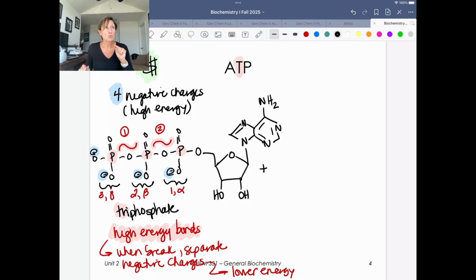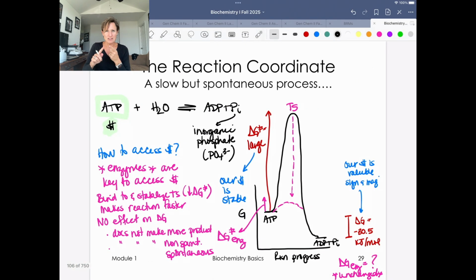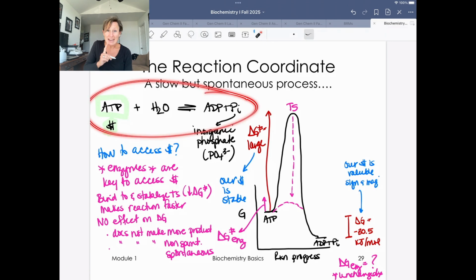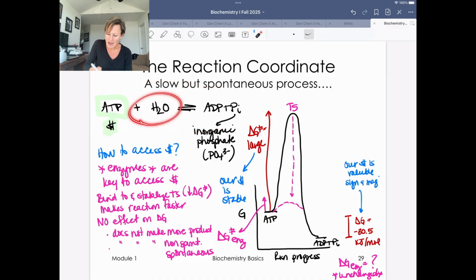So if you remember when we looked at our reaction coordinate and understood why ATP was valuable but stable but accessible, do you remember this? We didn't look at the structure. We just said ATP was valuable because when you hydrolyze it, you get ADP and Pi. And we knew that that was valuable. 30.5 kilojoules per mole of energy would be given off.